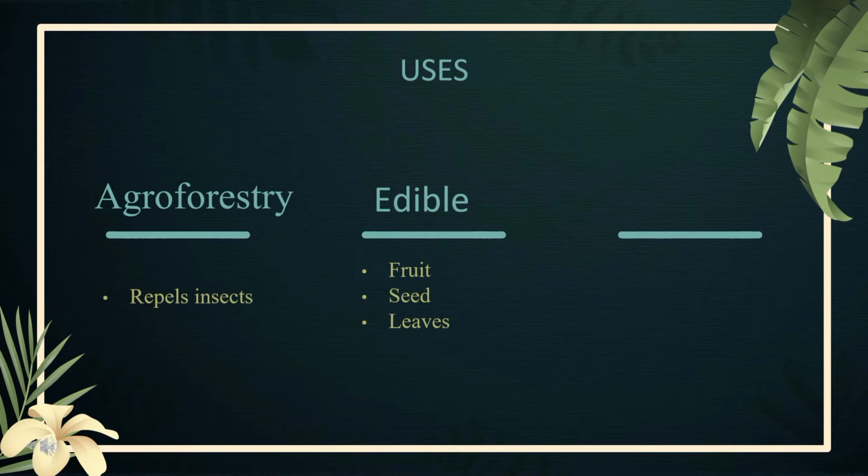The fruit is up to 7.5 cm long and 1 cm wide. Seed: the seed can be dried, ground and used as a pepper. And last is leaf. It can be cooked as a vegetable.